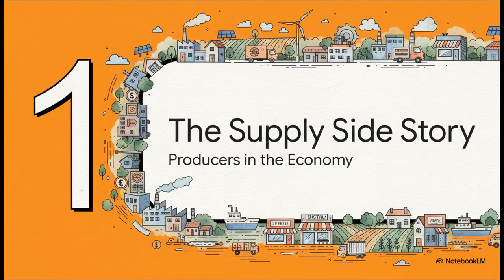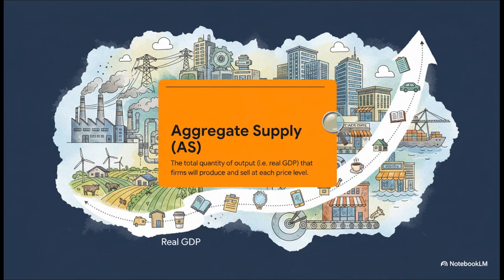Okay, so let's build this thing piece by piece. We're going to start with the producers. This is the supply side of the economy. All the businesses out there, big and small, that are actually making and selling stuff. So, aggregate supply. It sounds a little fancy, but all it really is, is the total output of the entire economy. We're not talking about one company's supply of coffee here. We're talking about the total supply of everything, from cars to computers to haircuts.